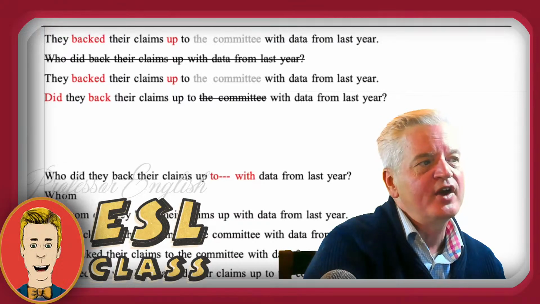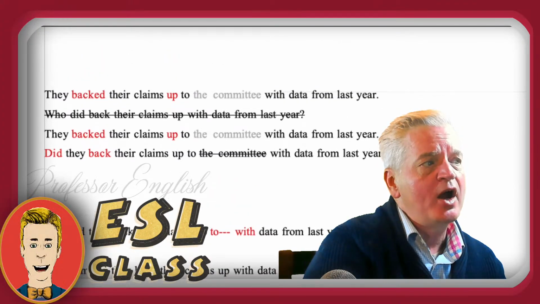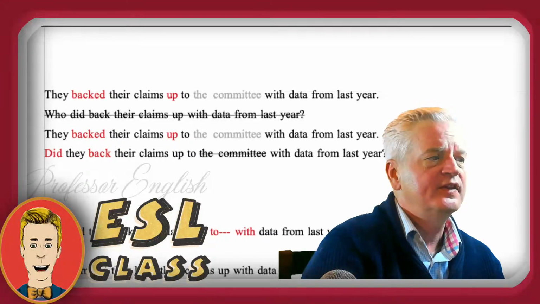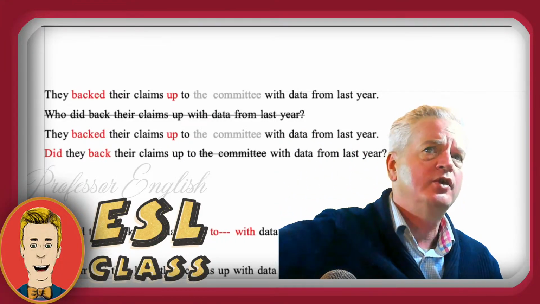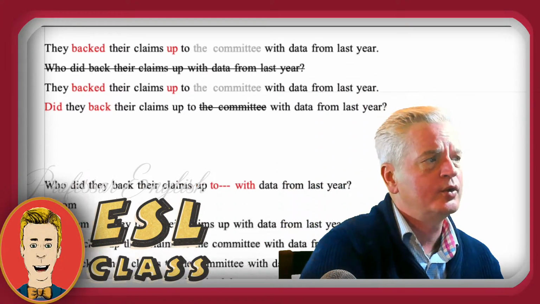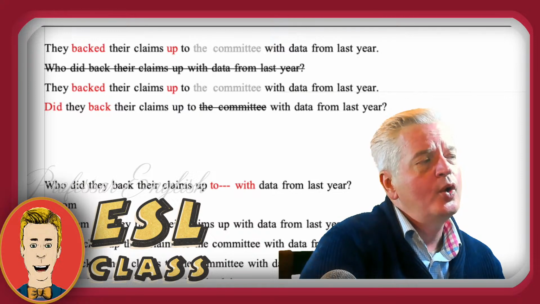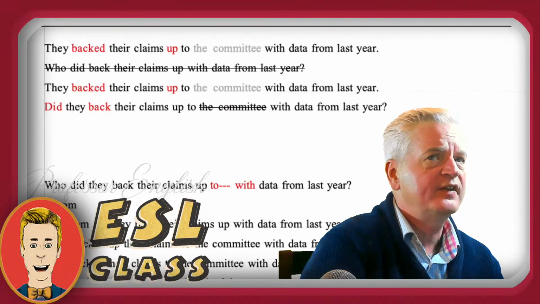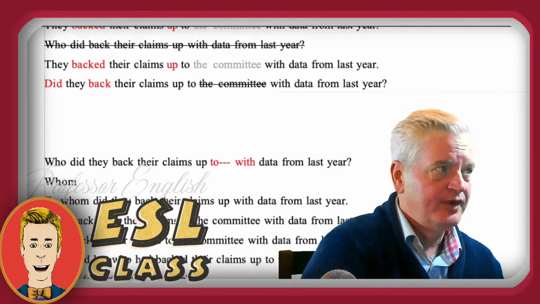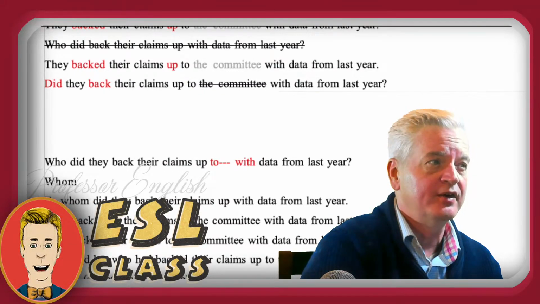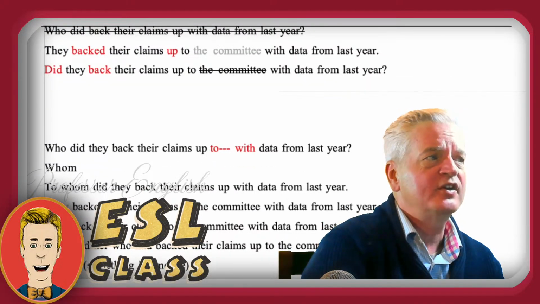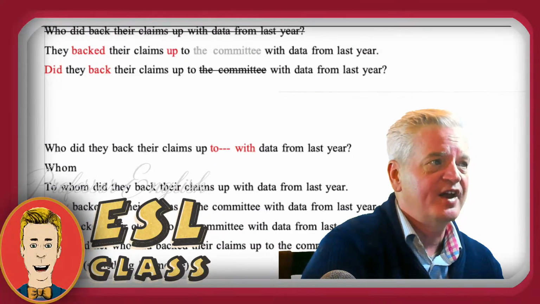Okay. Now that you have the basic question, now you can ask a who is receiving question. This will be who to. Who did they back their claims up to? It's really complicated. It's really hard. Even a lot of advanced people would have difficulty with this. Who did they back their claims up to with data from last year?